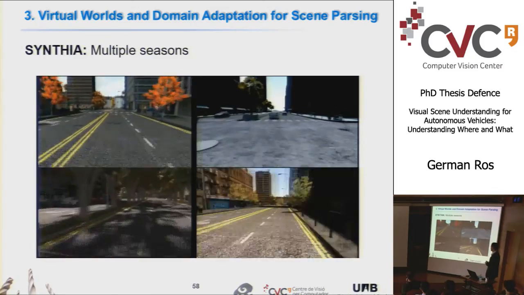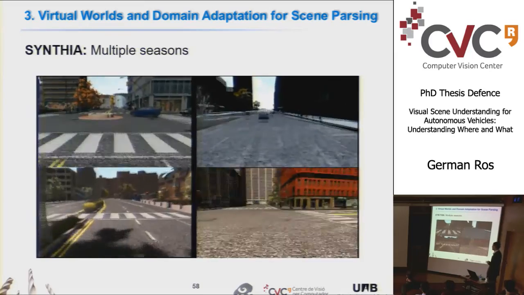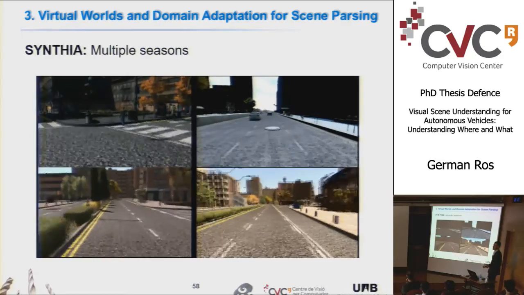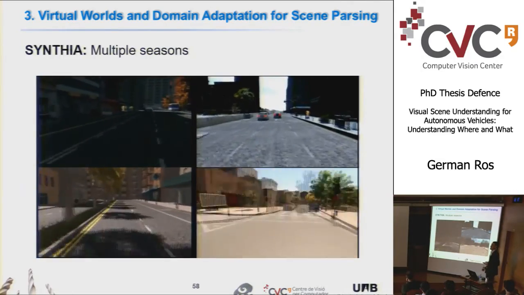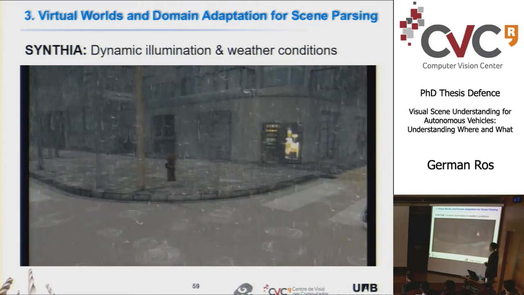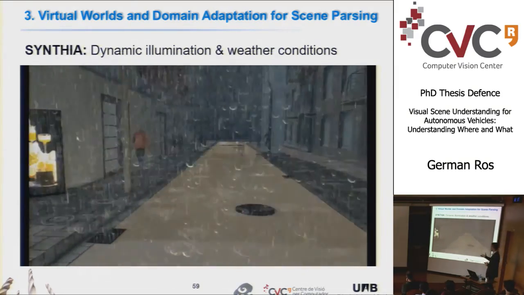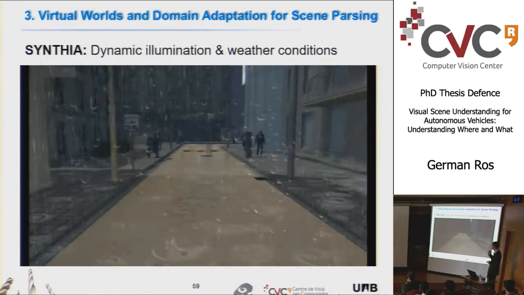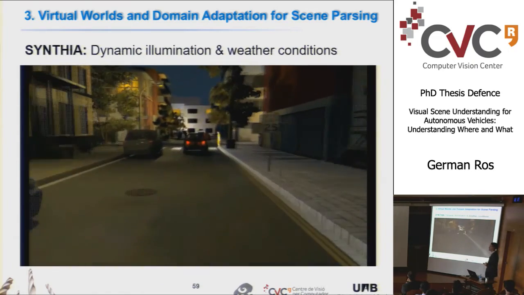Here you can see how we model different weather seasons. So you can see, for example, here winter, fall, summer, and spring. So the leaves on the trees are different, illumination is different, visual conditions are pretty different in general to be able to simulate those variations. We also see how we model dynamic illumination and weather changes. So here this is a rain scene, and this is a night scene, where the illumination is quite challenging for semantic segmentation.